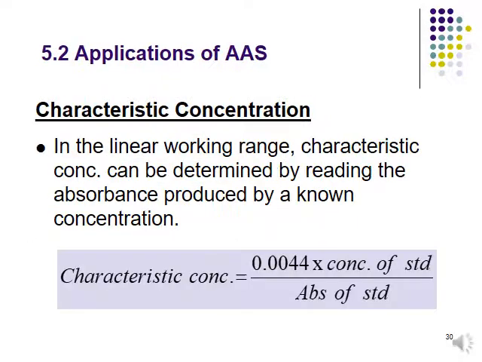So in the linear working range, when we prepare the standard solution and run it using AAS, we need to determine the range. The characteristic concentration can be determined by reading the absorbance produced by a known concentration. So we can calculate the characteristic concentration using this formula: equals 0.0044 times the concentration of standard divided by the absorbance of standard.